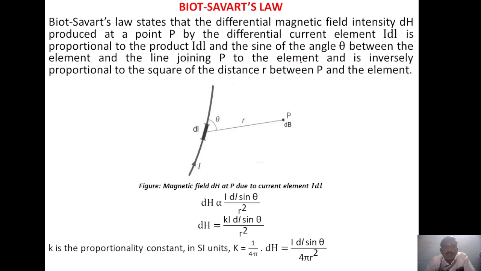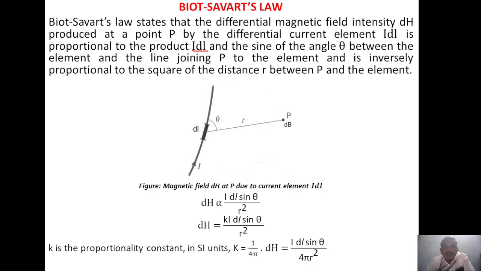the differential magnetic field intensity (dH) produced at any point P by the differential current element IDL is proportional to the product of the differential current element and the sine of the angle between the element and the line joining P to the element, and is inversely proportional to the square of the distance from the element. That is the statement of Biot Savart law. Now I will explain what it means.